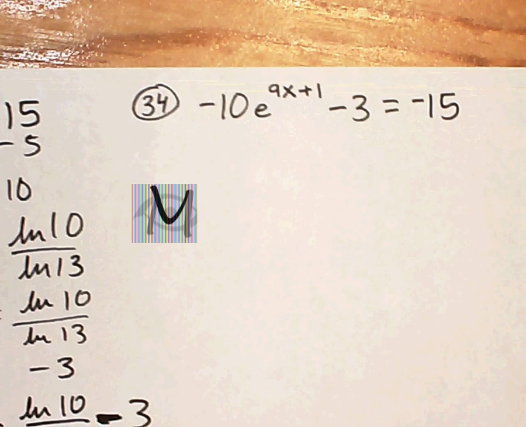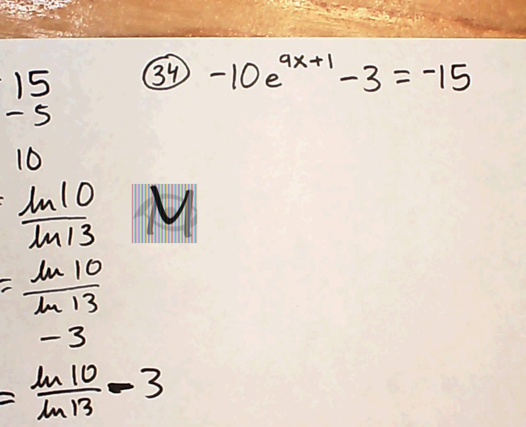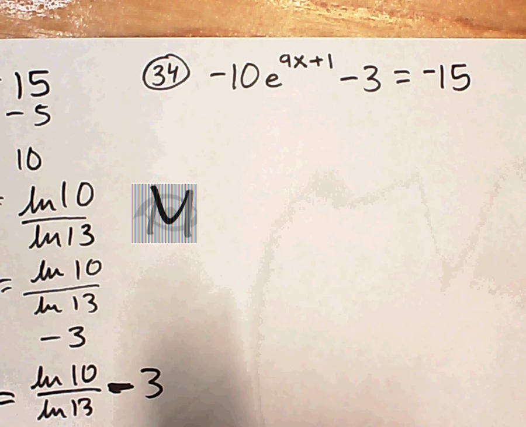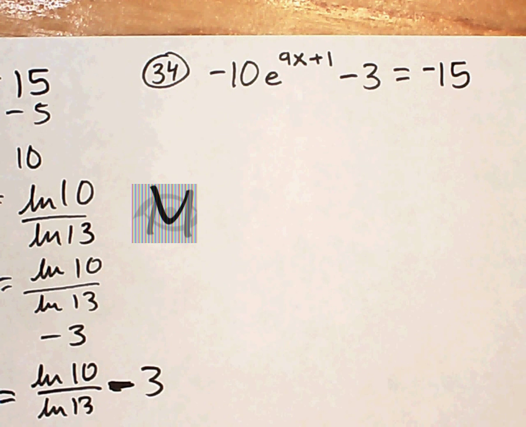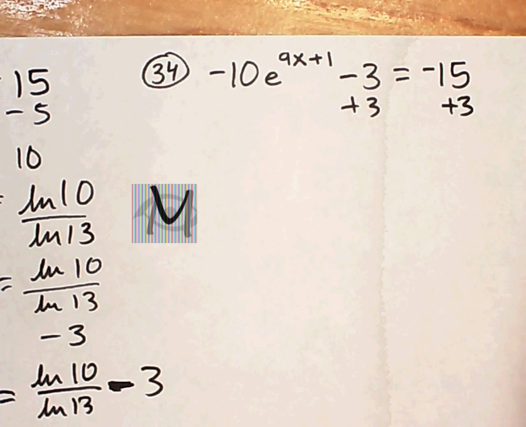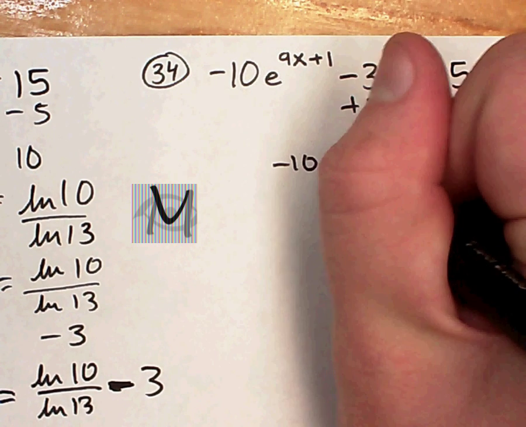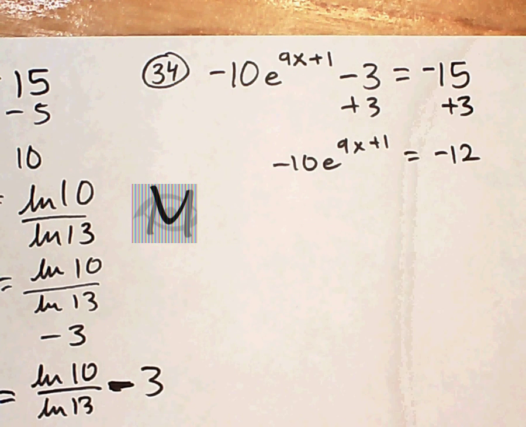Okay, continuing with number 34. 34 gets a little bit more complicated, not much. Please don't freak out because you see all the equations there. First, go ahead by moving this out of the way because we need to get the e with its exponent by itself. It's kind of like treating it like a two-step equation that you did with linear equations. So go ahead and add 3 to both sides. That's negative 10 e to the 9x plus 1 is equal to negative 12.